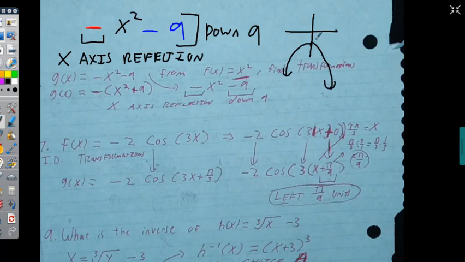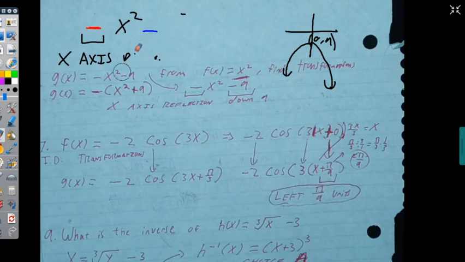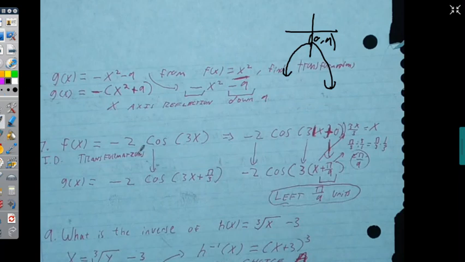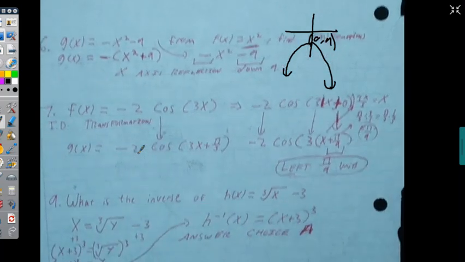Alright, where this point is 0, negative 9. Alright, so that was problem 6. Any questions on problem 6 before we move on? Alright, make sure we're engaged in trying our best here.